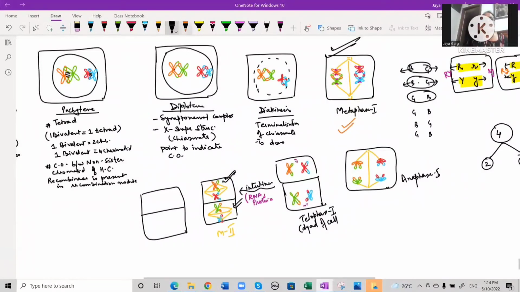Now it is entering into anaphase 2. Anaphase 2 is the phase where the sister chromatids are separating. Now sister chromatids are moving to the opposite poles. Sorry, space is less. Wait.